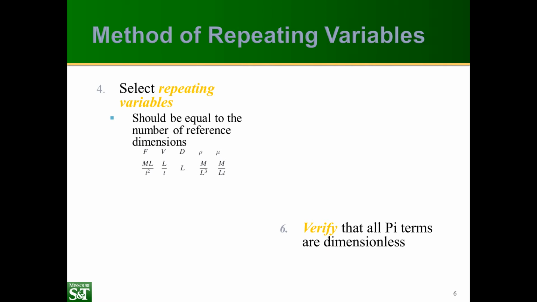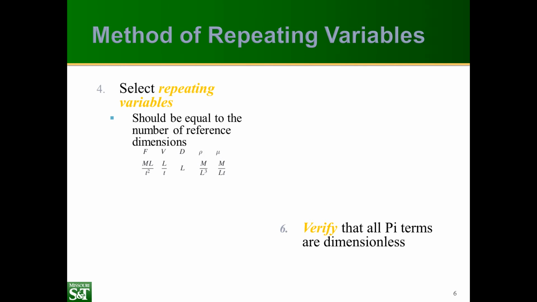So then we need to select our repeating variables. The number of repeating variables is equal to the number of reference dimensions. In fact, it's usually a good idea to have your repeating variables represent those dimensions. For instance, diameter only has dimensions of length, so it's a good representation for the length scale for the problem. Density is a good measure of mass, so we typically use density to represent mass. And you can also use velocity to represent time, as in combination with diameter, velocity will give you a time scale.